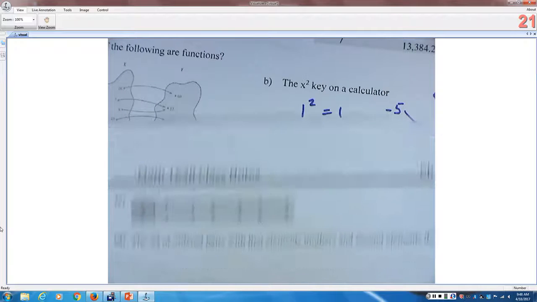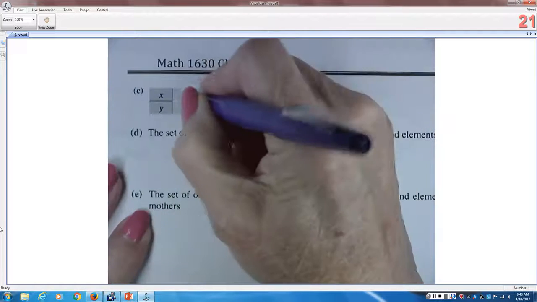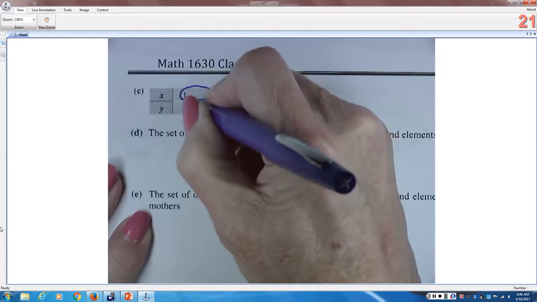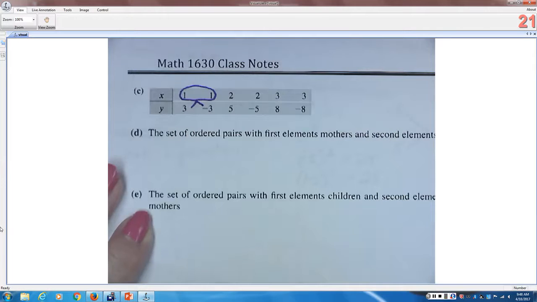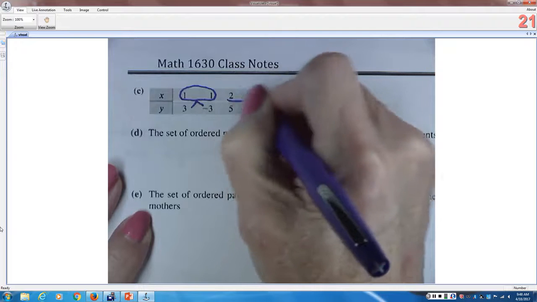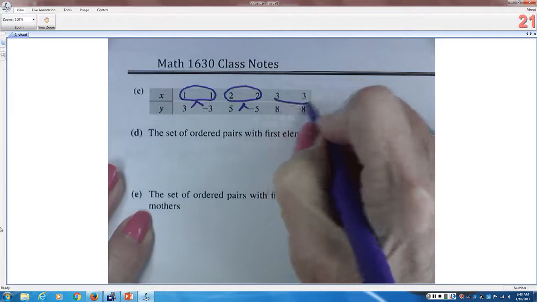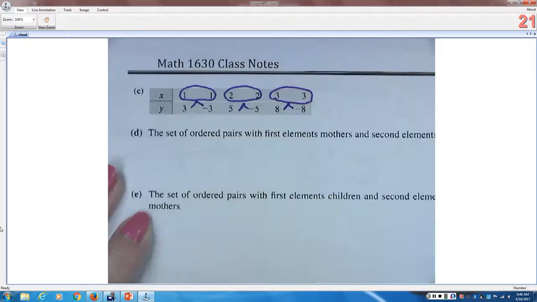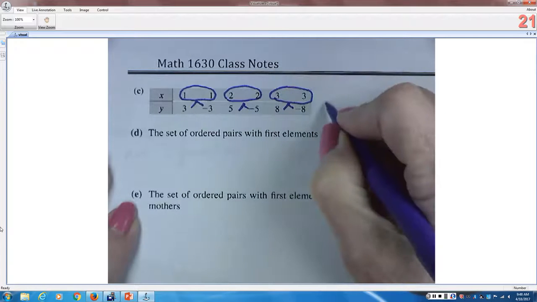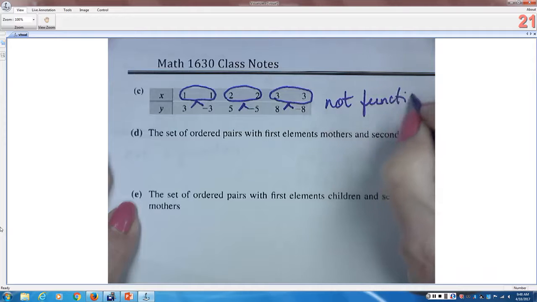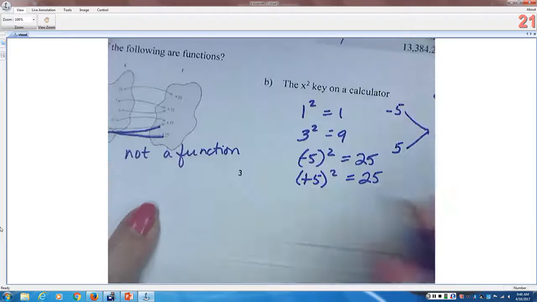And then for this table, 1 is the same input, but it's going to two different outputs. 2 is the same input, or x, and it's going to two different outputs. 3 is the same input, but it has two different partners. So this is not a function. Where this was a function.